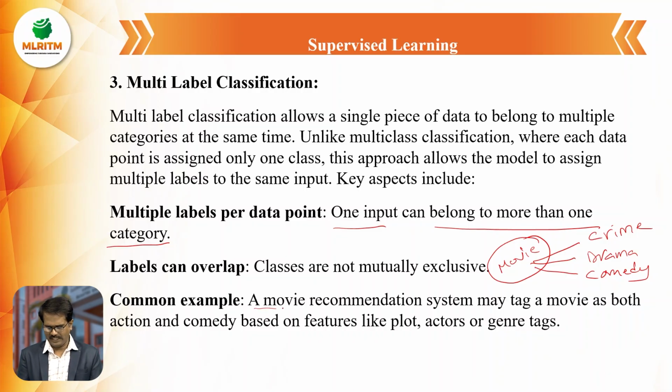A common example: a movie recommendation system may tag a movie as both action and comedy, based on features like plot, actors, and general tags. Based on the actors and the synopsis of the movie, a movie is tagged with action, adventure, comedy, family drama, love, anything. This way, a single data point belongs to multiple labels, multiple categories. So this is multi-label classification.